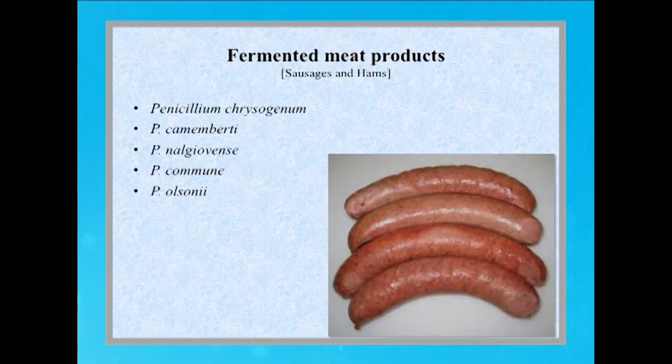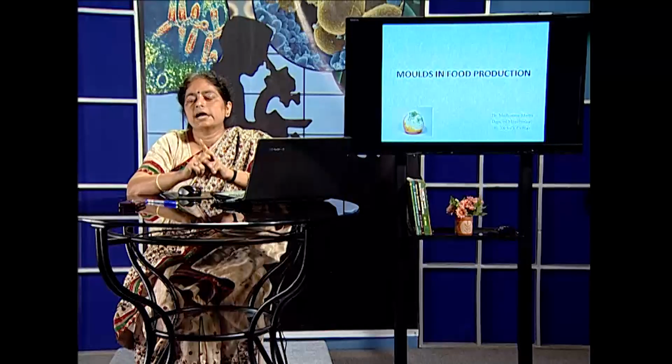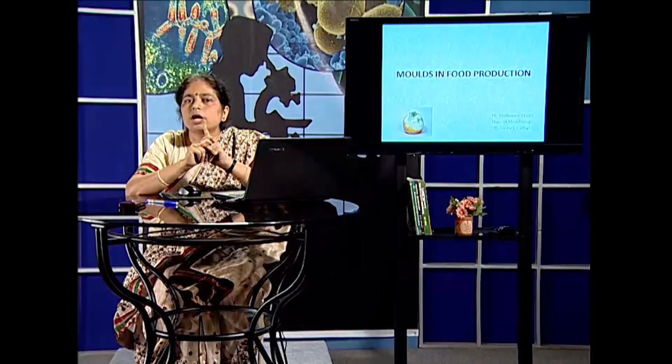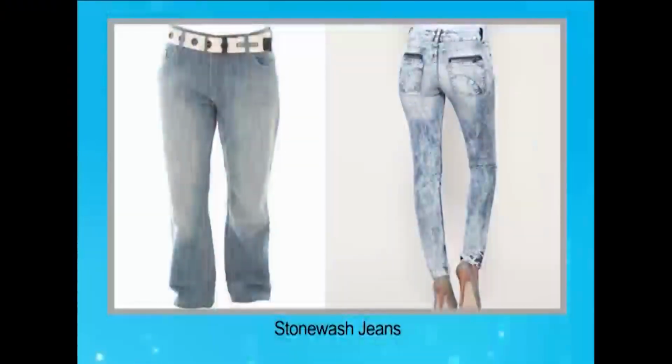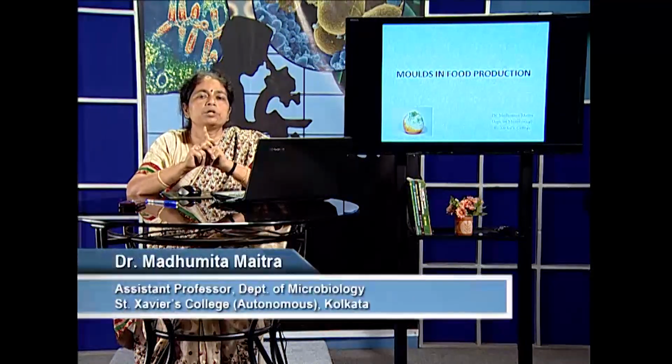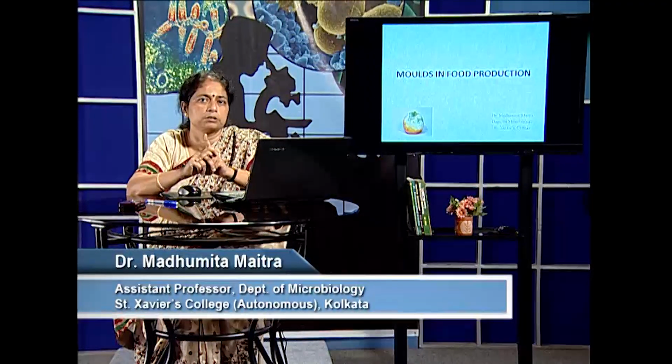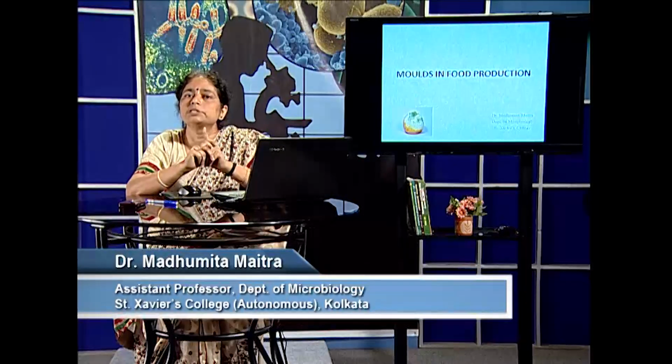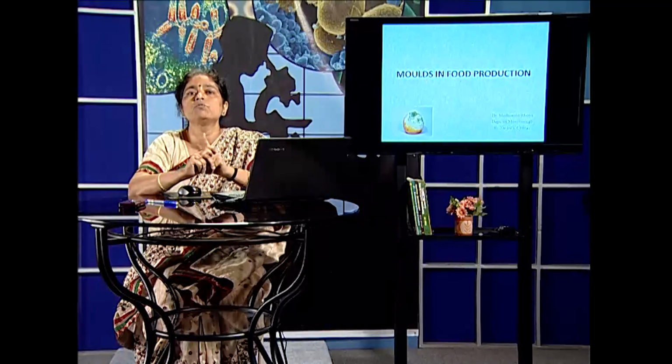So these are all the useful nature of a mold, and that is why molds have been used in the food industry. If I recall back, we all use a very common clothing, and that is our stone-wash jeans. Do we know from where this has been manufactured? The stone-wash jeans are nothing but the product of Trichoderma fermentation. Trichoderma, which is again a mold, causes the degradation of cellulose fibers in the jeans, and therefore we have a product which is stone-wash jeans.